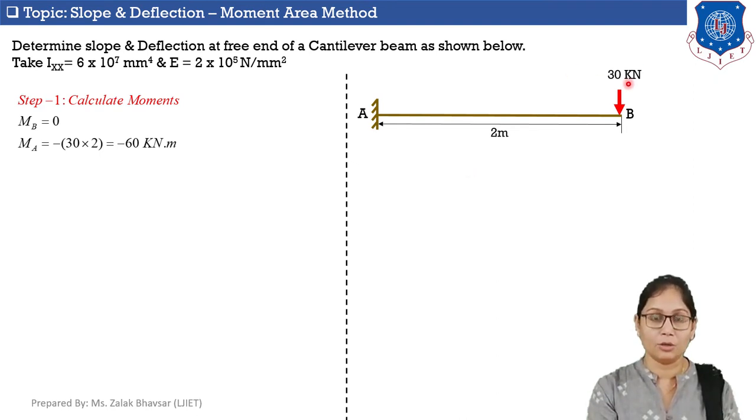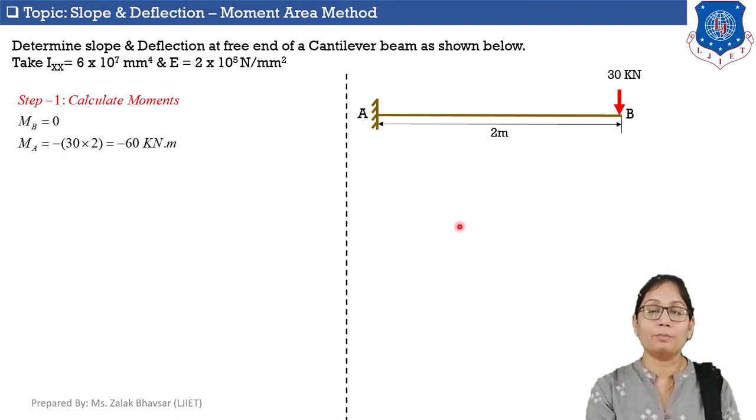Here this 30 kilonewton load will generate a clockwise moment about point A. The generated moment is clockwise and we are considering moment from the left-hand side, so we will consider it as negative. The moment of this point load about point A is equal to the load, which is 30 kilonewton, into the distance of the line of action of this load from point A, which is 2 meter. So, the moment of this 30 kilonewton load about point A is equal to 30 into 2. So, the total moment at point A is equal to minus 60 kilonewton into meter.